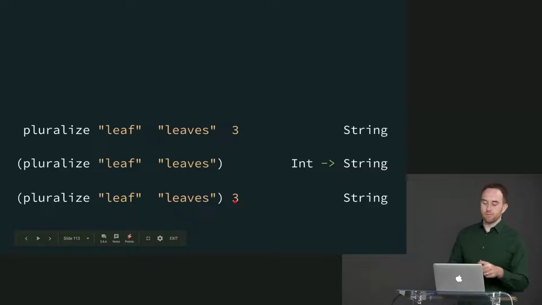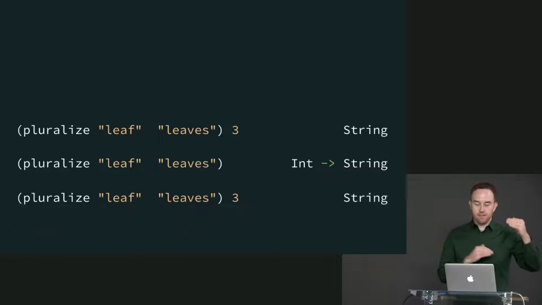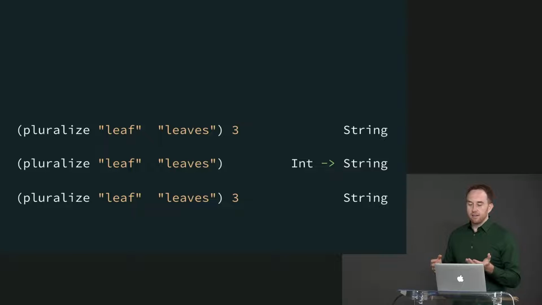And actually, if we look at this, we can see the bottom one and the top one are basically the same. All we've done is add some parentheses. So the first and third example here are really the exact same thing. In both cases, we are taking pluralize leaf and leaves and then giving it a 3. We get the same answer either way, with or without the parentheses.